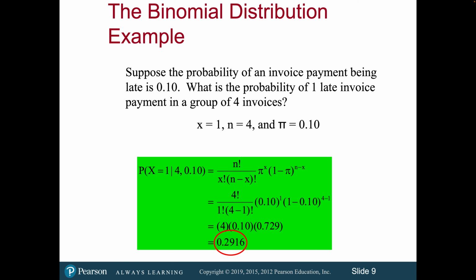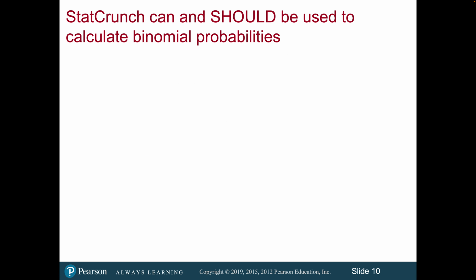Well, because the probability is set at 0.10, pi is going to be 0.10. n is equal to 4 because we're examining 4 invoices. X is equal to 1 because that's what we're calculating the probability of. So somewhere on a sheet of paper, I want you to write this down. I'm going to show you how this is completed much easier in StatCrunch. As I say, StatCrunch can and should be used to calculate binomial probabilities.